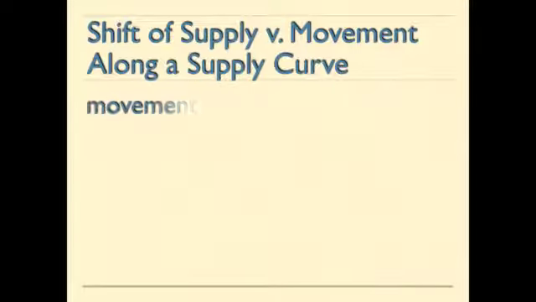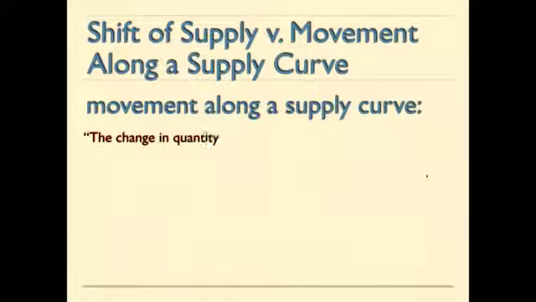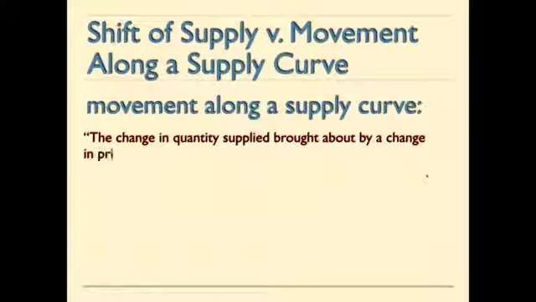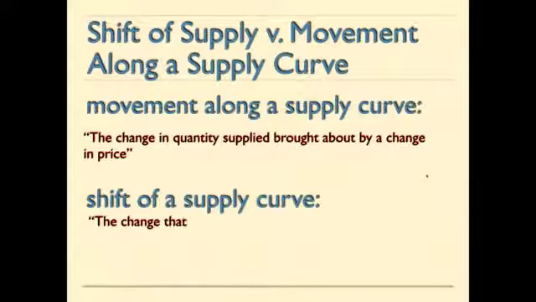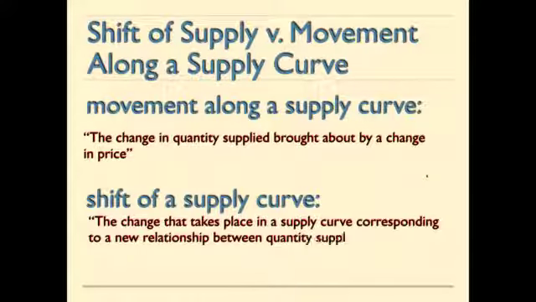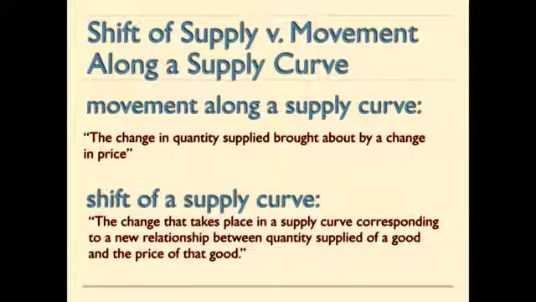One of the things we have to be cognizant of is the difference between the shift of supply and a movement along the supply curve. Again, this is something students oftentimes get confused about. A movement along the supply curve is the change in quantity supplied brought about by a change in price, while a shift in the supply curve is the change that takes place in the supply curve corresponding to a new relationship between quantity supplied of a good and the price of a good.